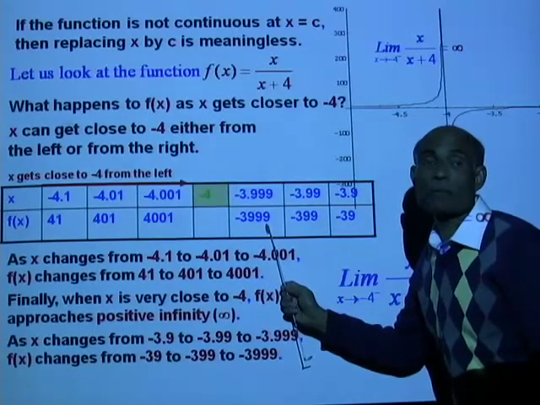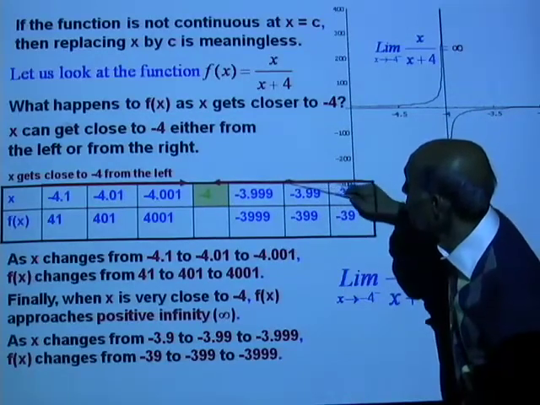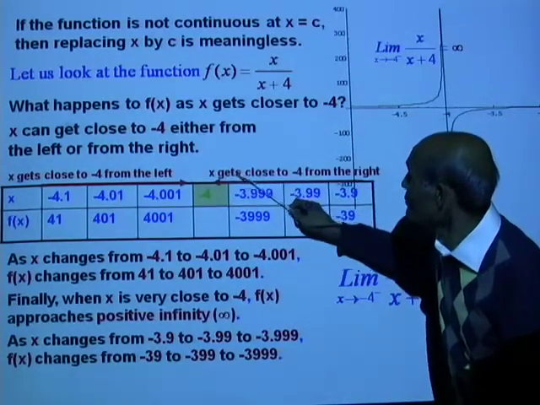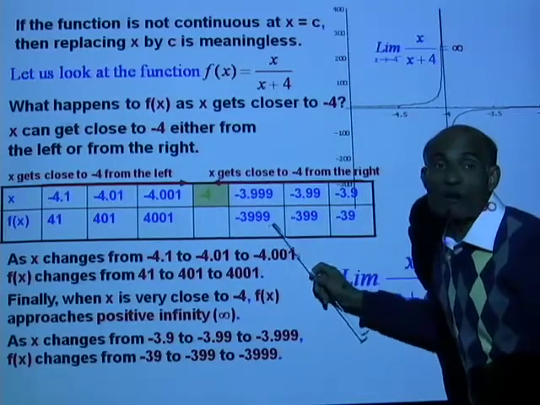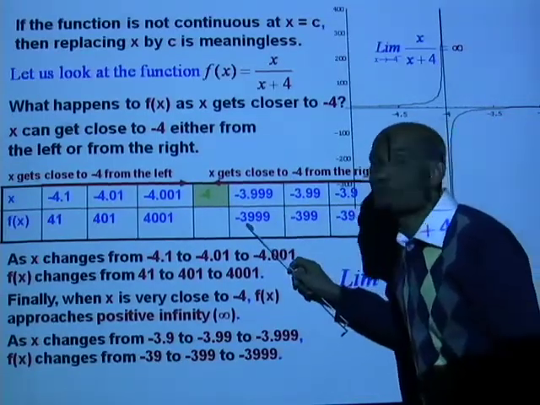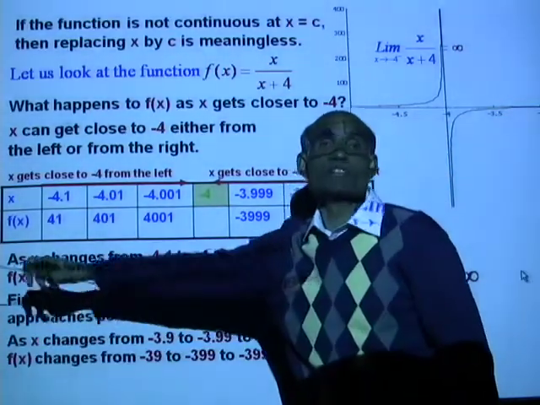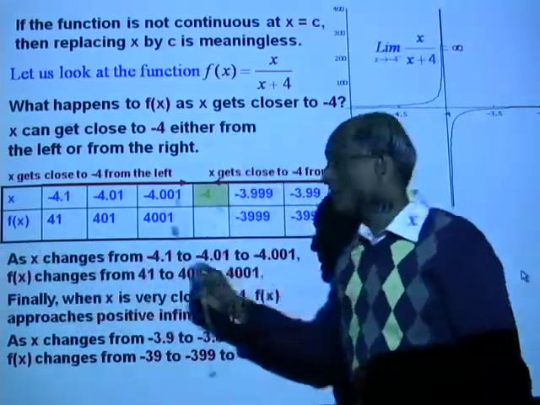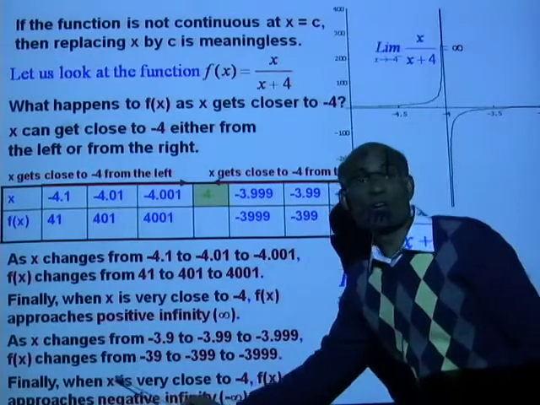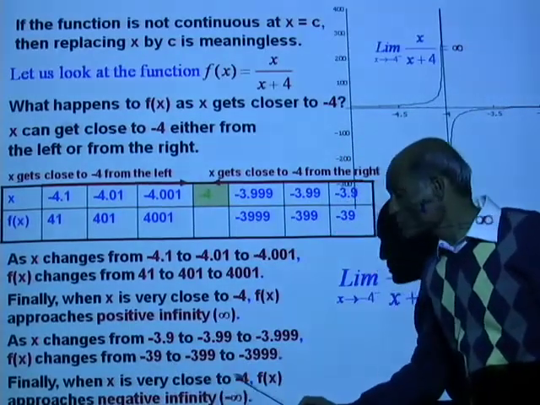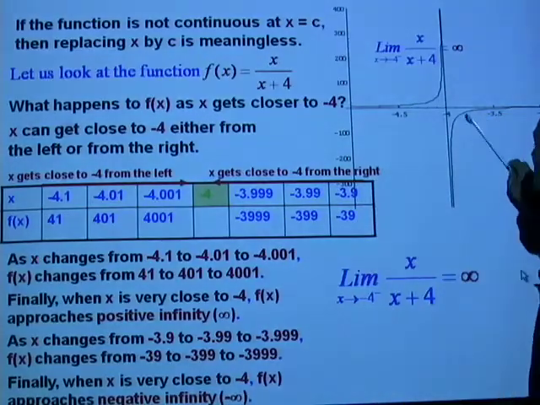-3,999. That means as x gets closer and closer to -4 from the right, the function output goes to where? -39,000, -390,000. It will go to -infinity. That's right. So finally, when x is very close to -4, f of x approaches -infinity.